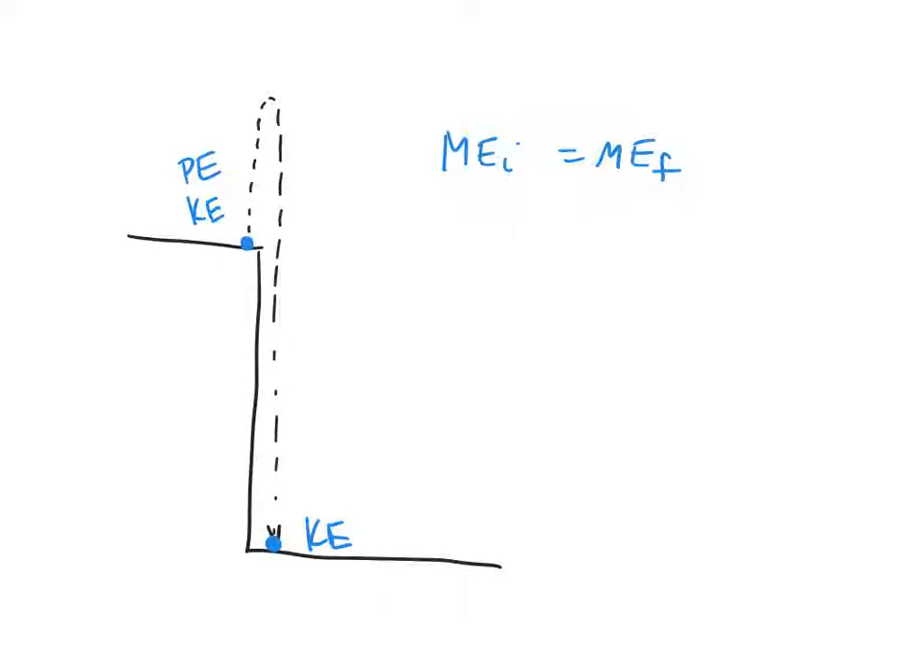Now, it says that air resistance can be ignored, so I'm going to ignore it. I will incorporate it in a minute and show you how it can actually be used. So for now, the initial energy is potential and kinetic. That's what it has at the top of the cliff. And here at the bottom, it's got just kinetic energy.